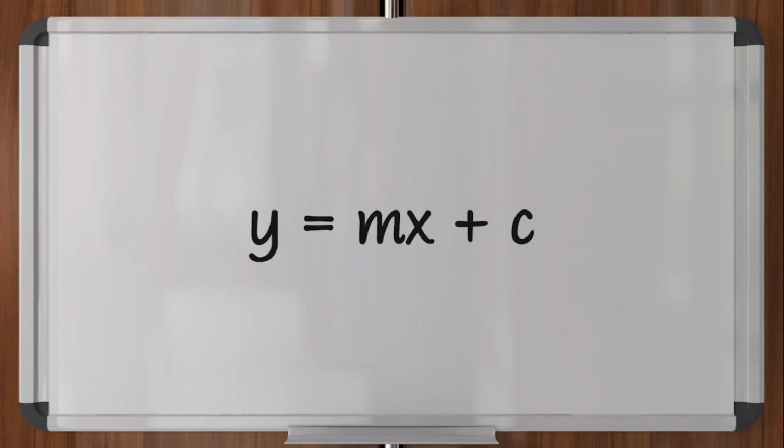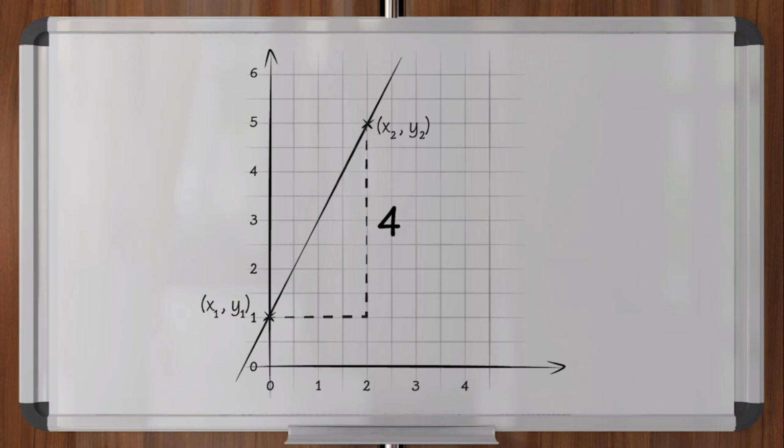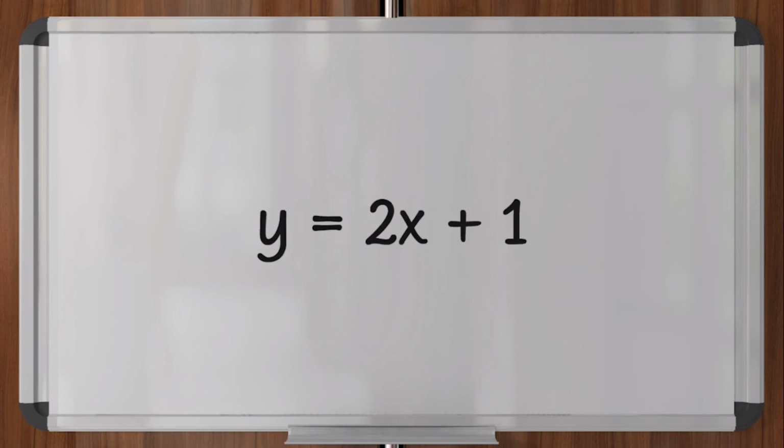Then when they have found the gradient, they can use the following formula to find the general equation of a line: y equals m times x plus c, where m is the gradient and c is the value of y where the line crosses the y-axis. In this case, the gradient they have calculated is 2 and the y-intercept point is 1. So the equation becomes y equals 2x plus 1.